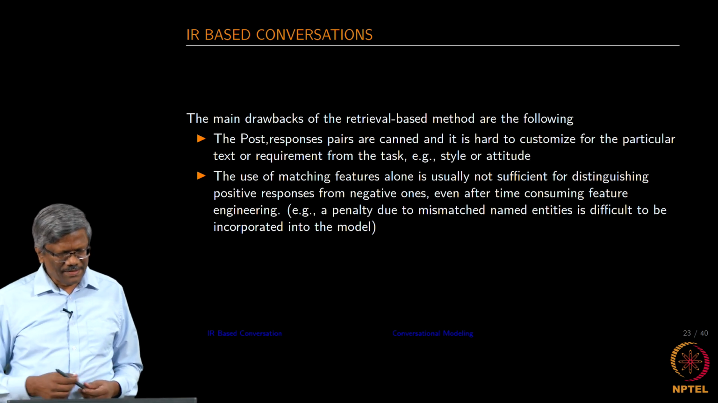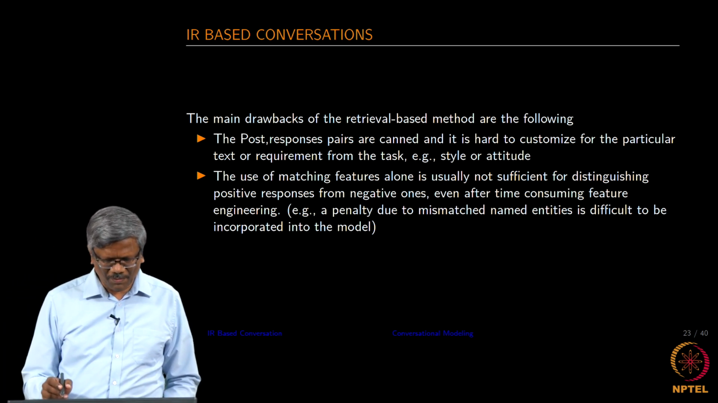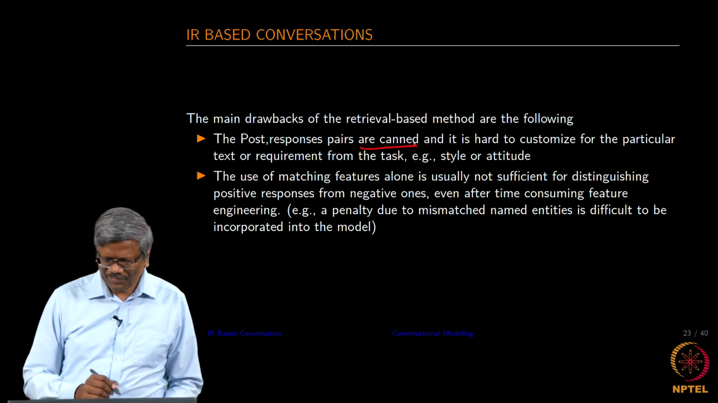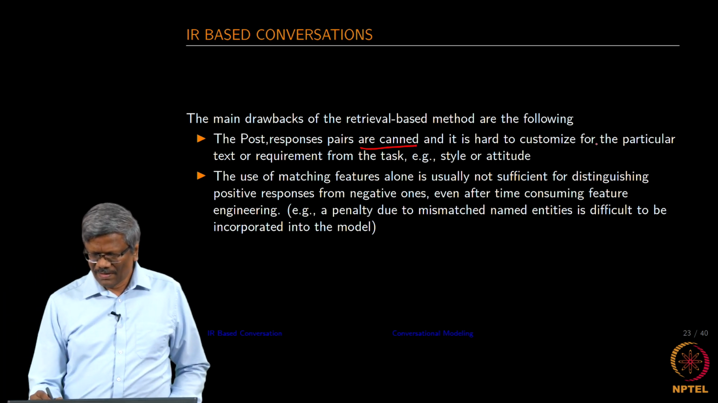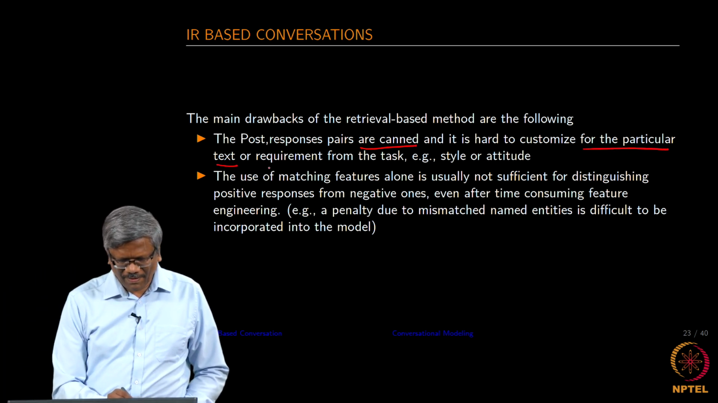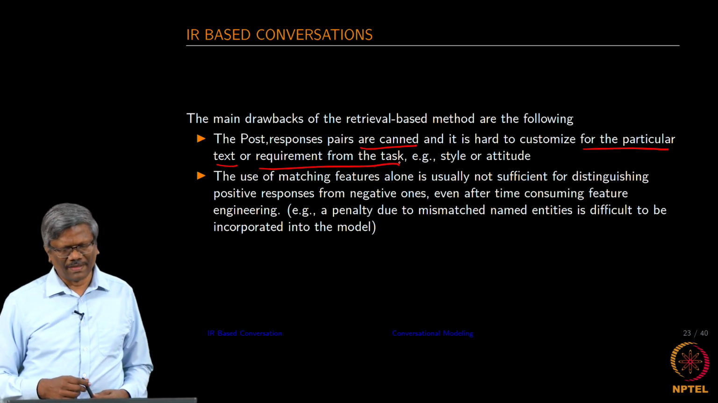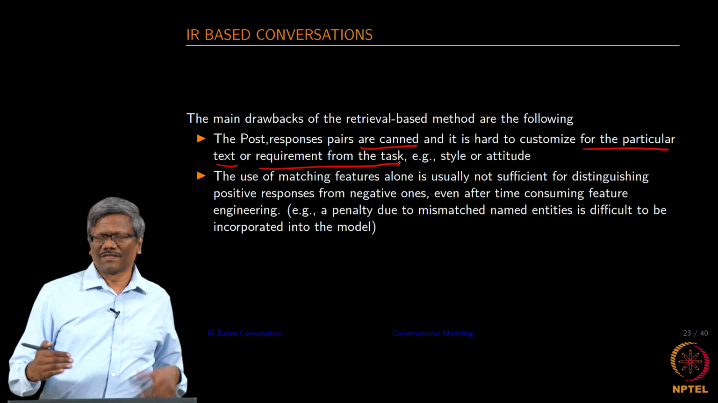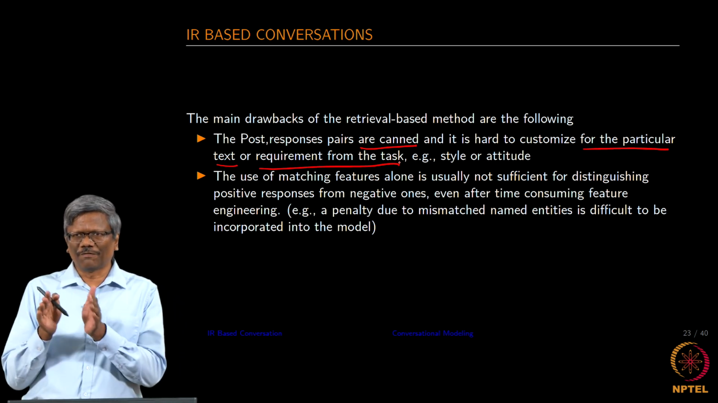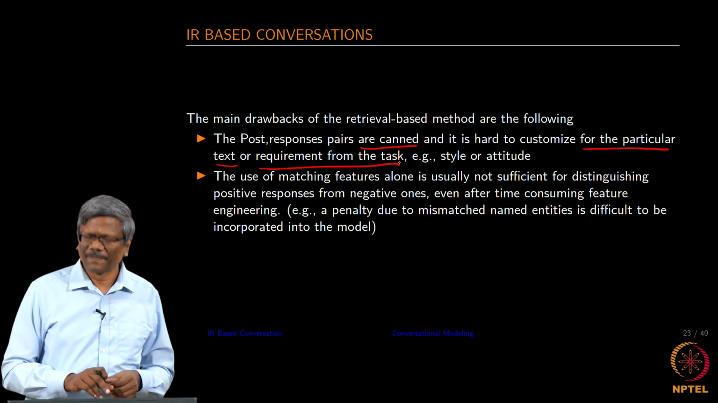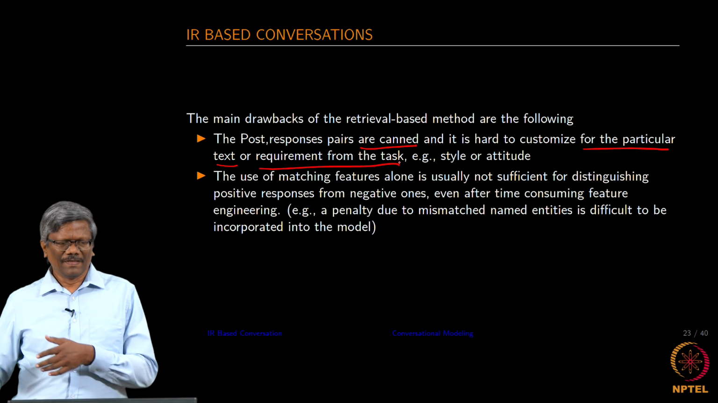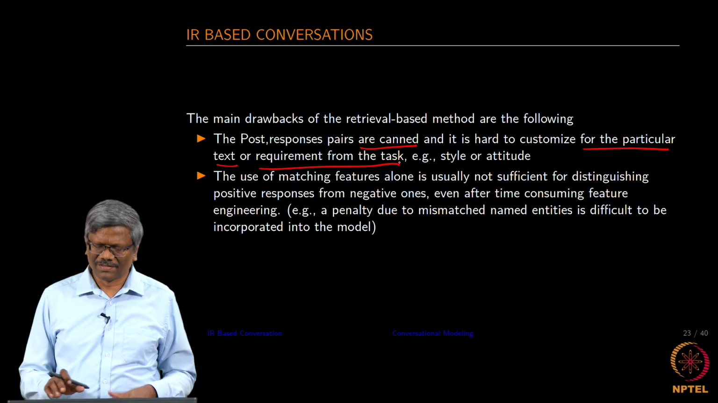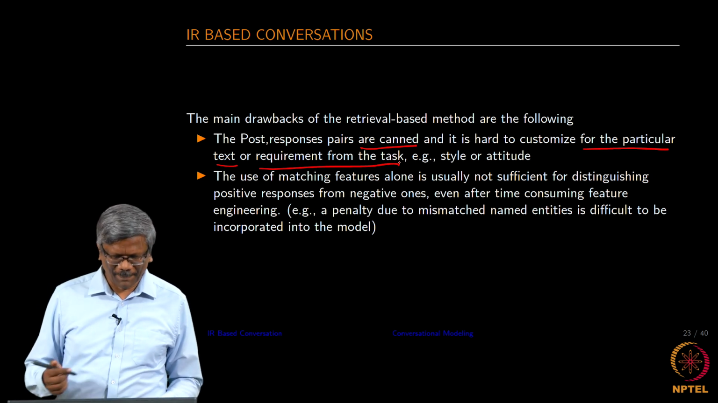Okay. So, what are the major drawbacks of the retrieval based model? The post response pairs are canned. It is very hard to customize for a particular text or a requirement from the task, for example, style and attitude. So, maybe I will rephrase this, this is fine tuned only for the given task that is given, right. So, you cannot take the same model out and then use it for some other task, it is not going to work, we need to retrain the whole thing one more time.